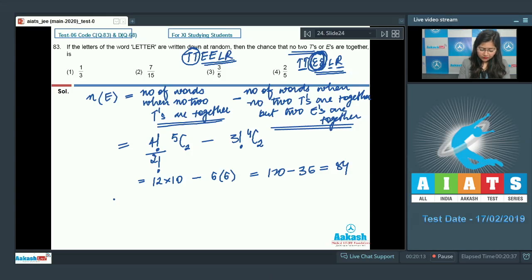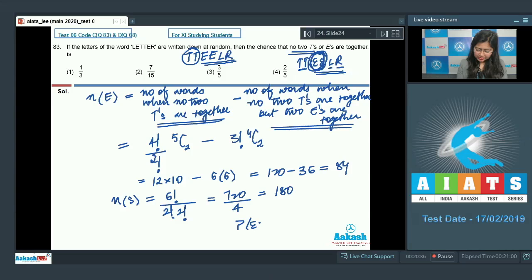Now the total number of ways, that is the number of elements in the sample space, will be equal to, we have 6 letters, 6 factorial upon, as 2 T's and 2 E's are repeating, so we will divide by 2 factorial and 2 factorial. So this is equal to 720 upon 4, that is equal to 180. Hence the required probability will be equal to 84 upon 180, cancelling by 4 we get 21 upon 45, cancelling by 3 we get 7 upon 15. So the correct answer will be option number 2.